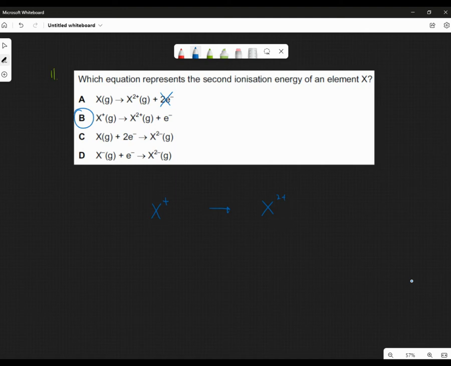Simple as that. Because these show X2 minus. Ionization energies are all about losing electrons. If you gain electrons, that's something called electron affinity. So that's not this. So the answer is 11B. Let me stop now.